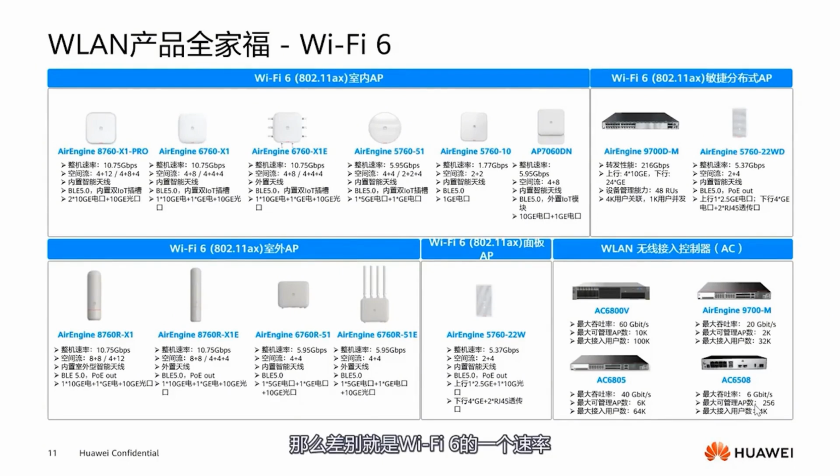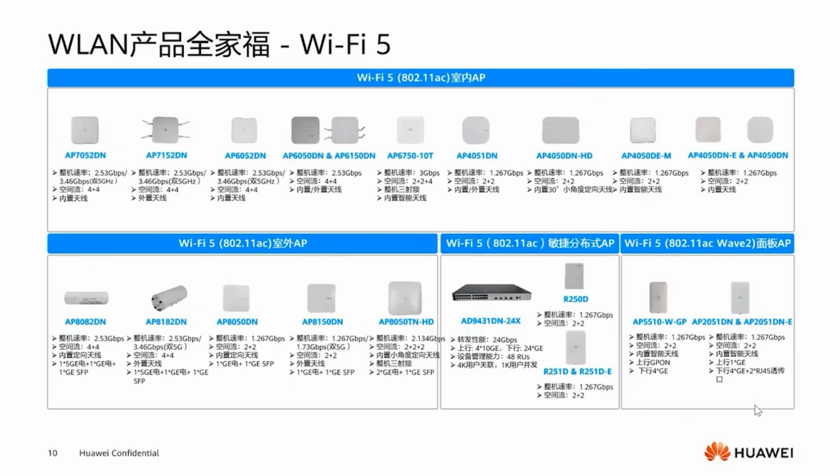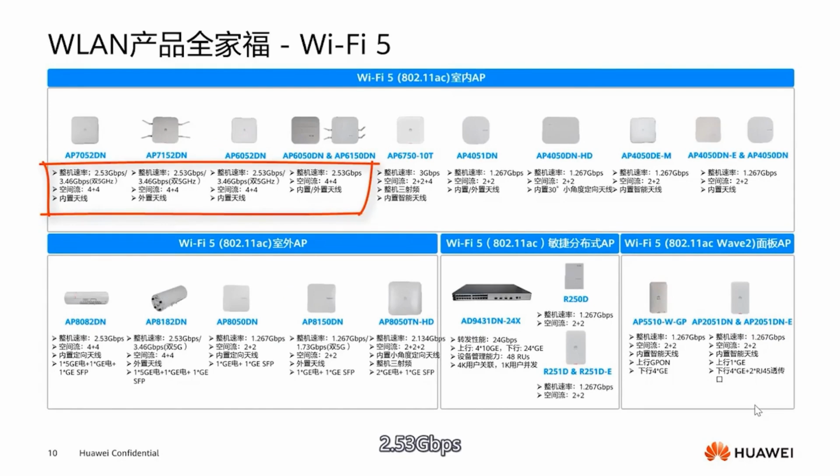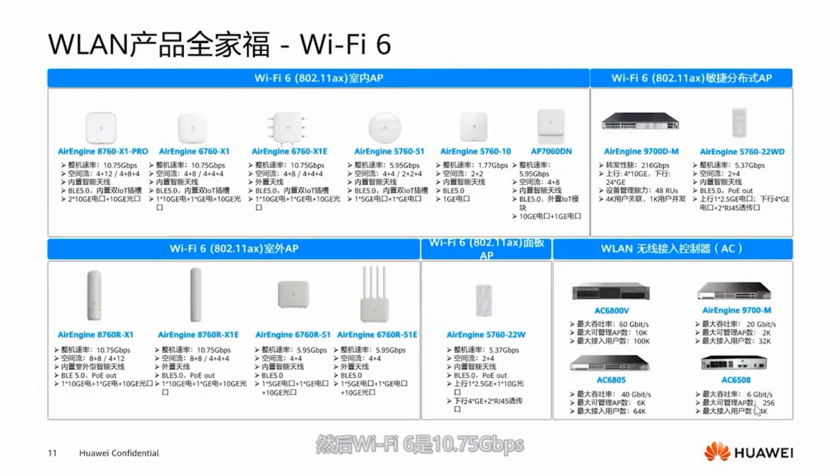Let's continue on. It's the same with Wi-Fi 6. The difference lies in the speed of Wi-Fi 6. You can see that Wi-Fi 6's speed is much faster compared to Wi-Fi 5. Let's look at the previous slide in the PPT. Wi-Fi 5's highest speed is 2.53 Gbps, whereas Wi-Fi 6 is 10.75 Gbps. So the gap is right there. Here, we just briefly understand the full family of Huawei APs. Next, we will specifically introduce the features of each device.